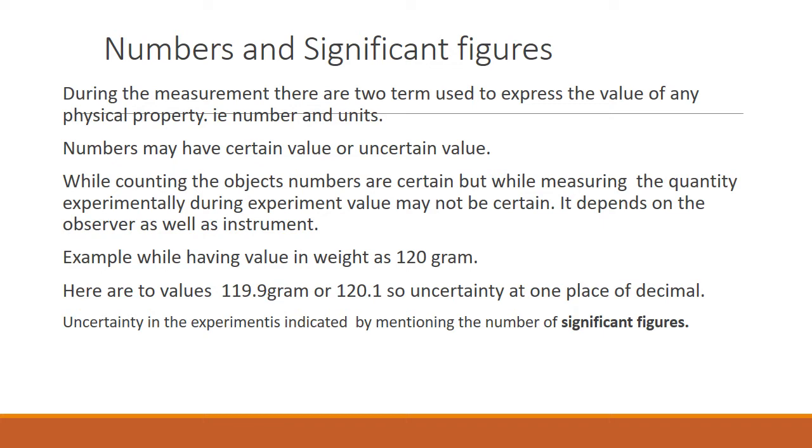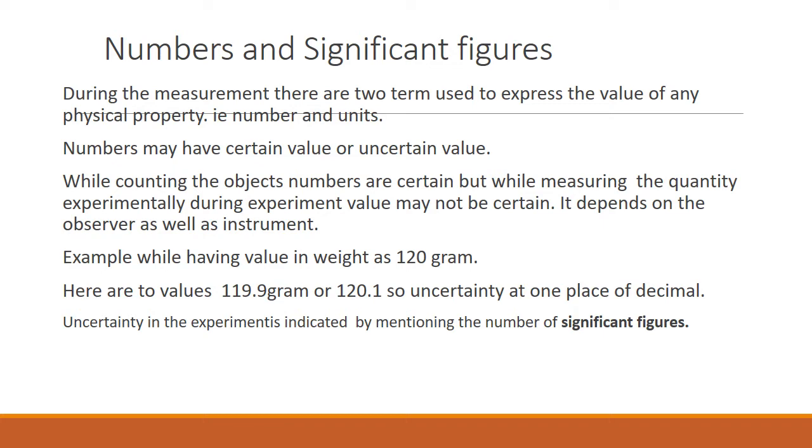During measurement, there are two terms used to express the value of any physical property, and these are numbers and units. In the last video we discussed the units. Now numbers may be expressed as two kinds of values, certain values and uncertain values. While counting objects, numbers are certain, but while measuring a quantity experimentally, the values may not be certain. It depends upon the observer as well as the instrument.